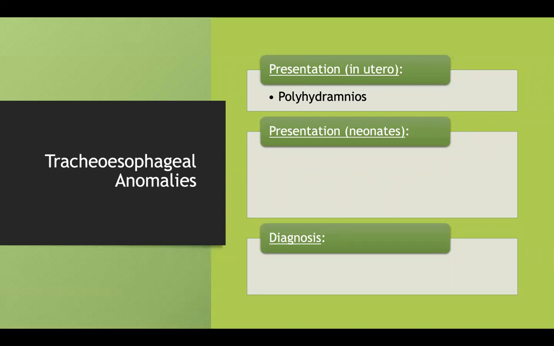And the reason this is happening is because normally in utero, the baby is able to drink the amniotic fluid and then it pees it back out, right? So you're going to get polyhydramnios because the baby cannot drink any of the fluid in, so it's stuck in the cavity and it grows.